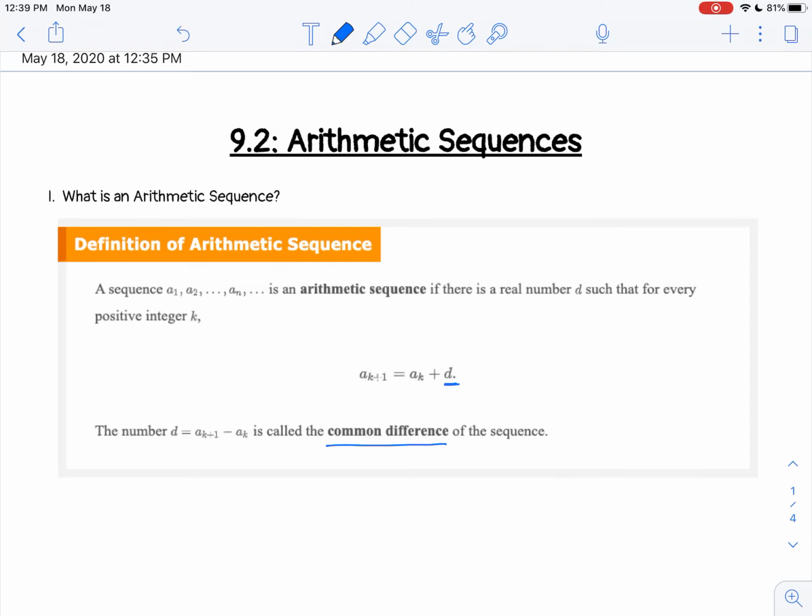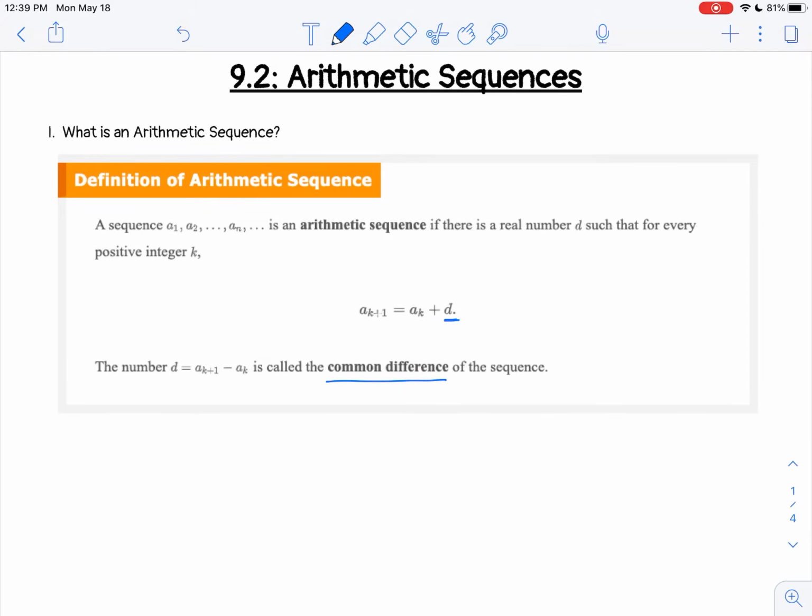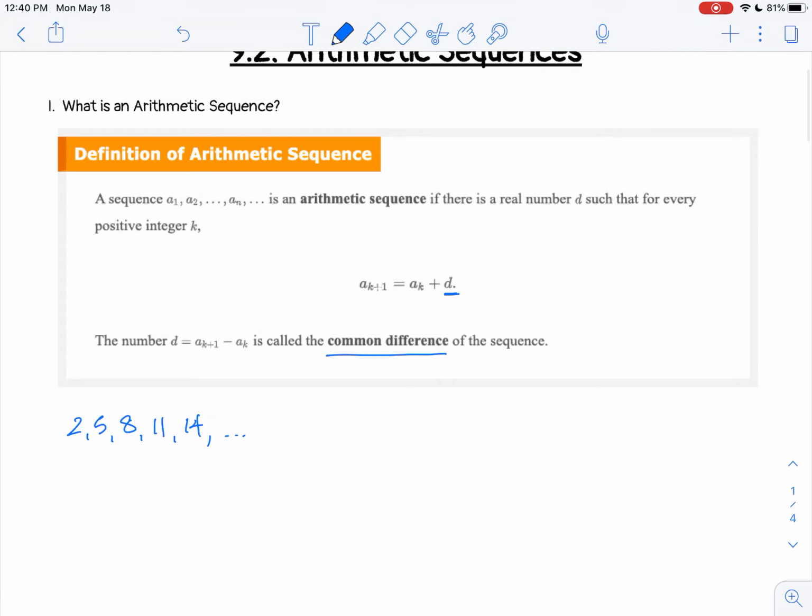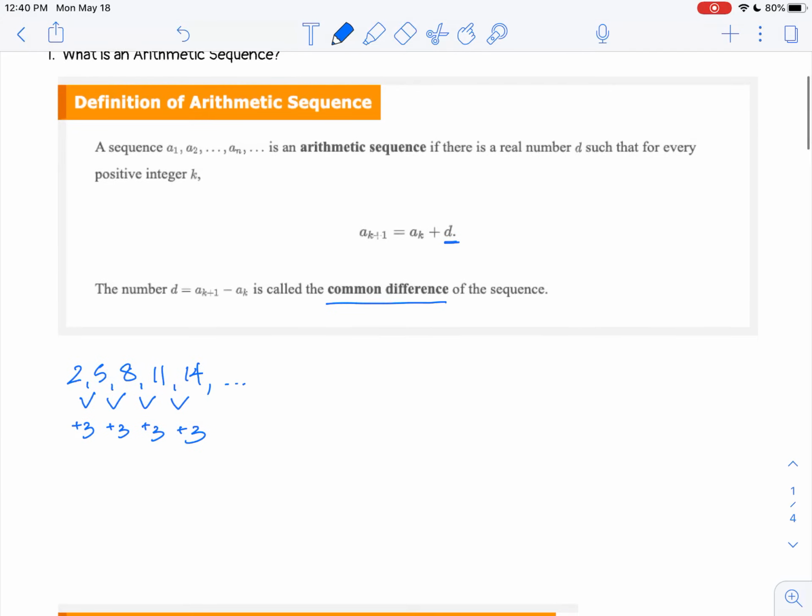Now, for example, you could have a set of numbers. Maybe it would be like 2, 5, and then 8, and then 11, and then 14, and then it kept going. So what is the pattern that's happening here? Well, each time I go up a number, I'm adding 3. So 5 plus 3 gives me 8. 8 plus 3 gives me 11. 11 plus 3 gives me 14. So this number, this plus 3, that's our common difference.